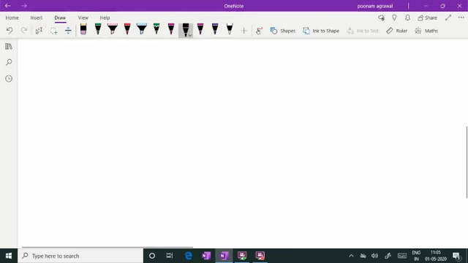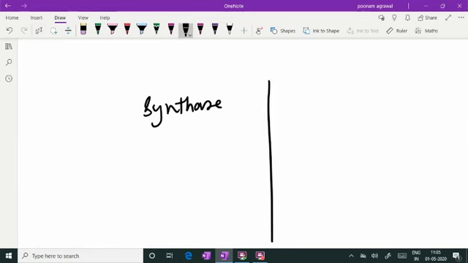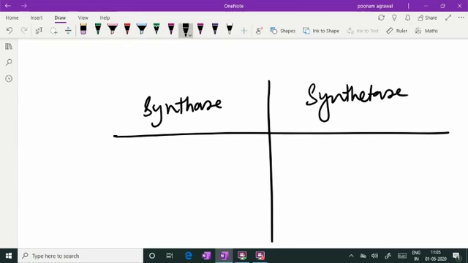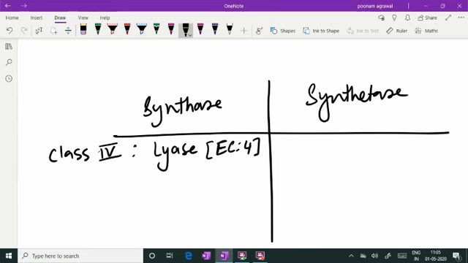So for that, I will explain in this manner. This is synthase enzyme and this is synthetase enzyme. First of all, you should know that synthase enzyme belongs to class 4 of enzyme classification. What is class 4 of enzyme classification? That is lyase enzyme. So synthase is a lyase enzyme and hence the enzyme commission number which is given to it is 4 because it is belonging to class 4.